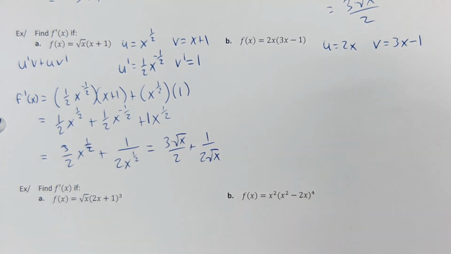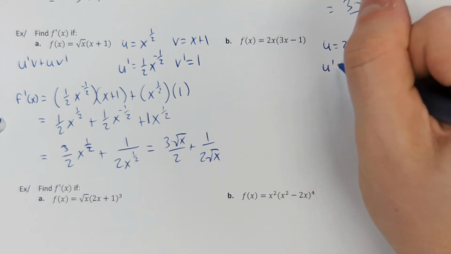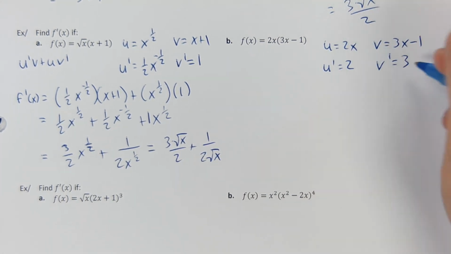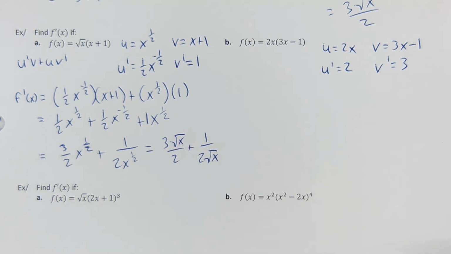Yeah. Oh, he's not asking a question. He's just stretching. U prime is 2. V prime is 3. Well, at least the equations are easy, right? It won't be too difficult to fill it out.